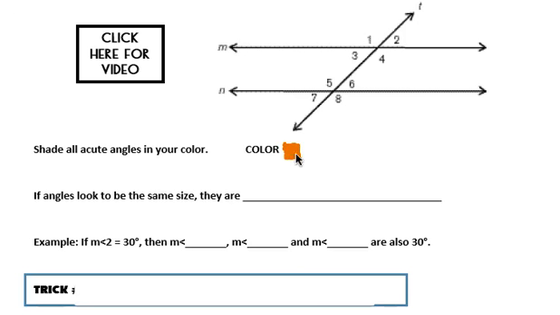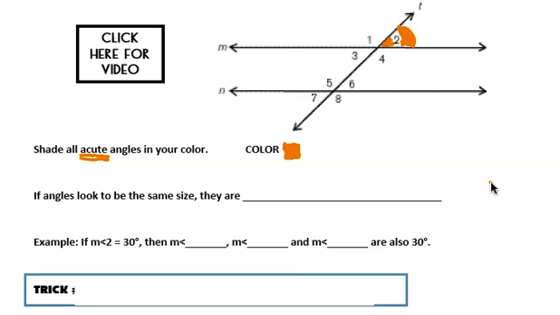And what I'm going to do with orange is I'm going to shade all of the acute angles in my diagram. Acute angles are no wider than 90, they're less than 90. So I'm going to start with angle 2 that is less than 90. It is not a wide angle. And I'm going to shade angle 2. Shade on the inside here too.